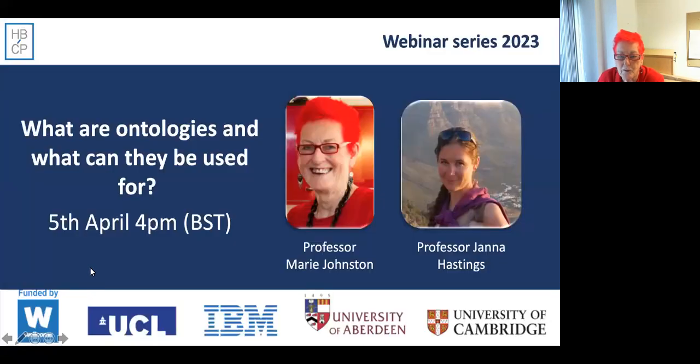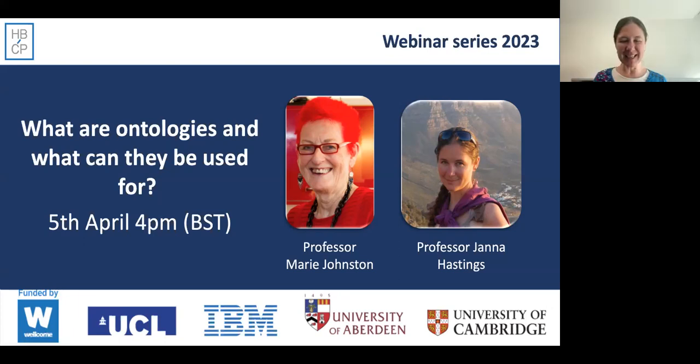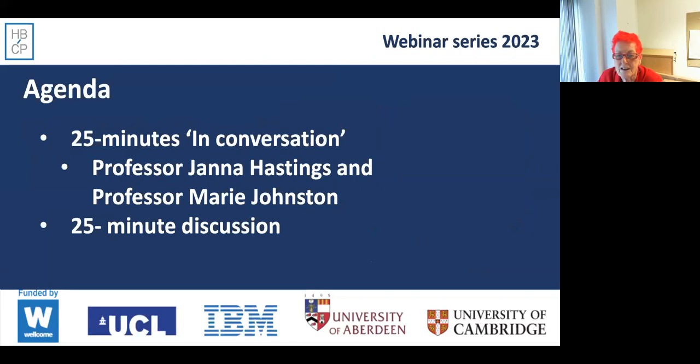Today, we're going to be talking about what ontologies are and what they can be used for. I am Mary Johnston from the University of Aberdeen. I'm a behavioural scientist, and my colleague is... I'm Jana Hastings from the Universities of Zurich and St. Gallen. I'm a computer scientist and ontologist. So the roles we're taking today is I'm the person who's asking the questions and Jana is the person who's answering. The format we have today is a recording of a conversation between Jana and me, and then we have 25 minutes for discussion.